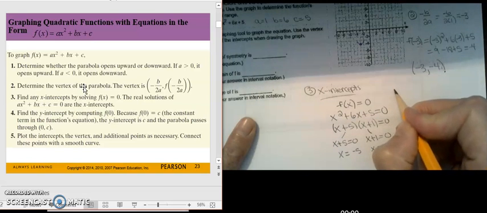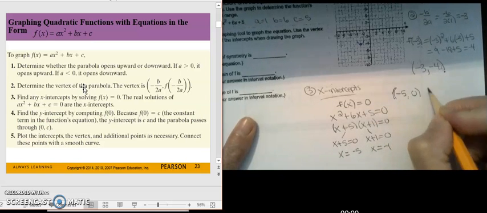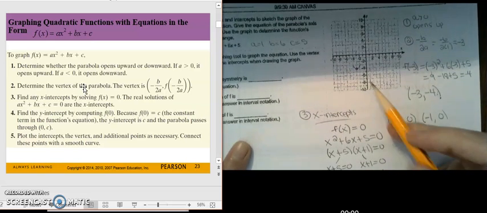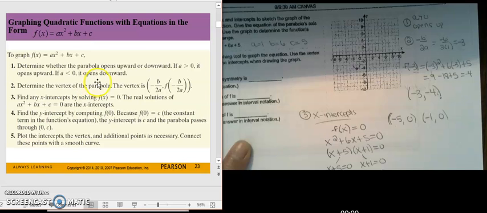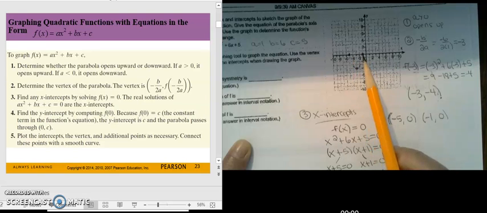Okay, so I'm going to go ahead and write here. Here's my x-intercepts. It's negative 5, comma 0, and negative 1, comma 0. Okay, and now I'm going to go ahead and pause and plot those. So you can do the same thing. Okay, so I went ahead and plotted my two x-intercepts, negative 5 and negative 1 right here.